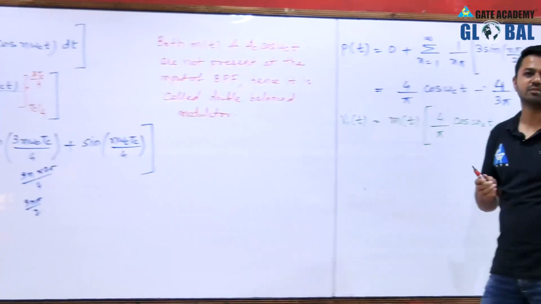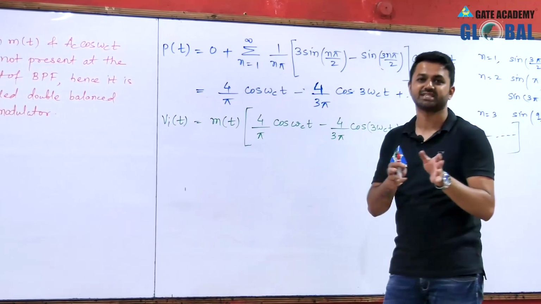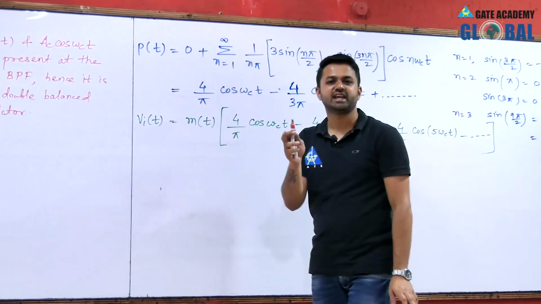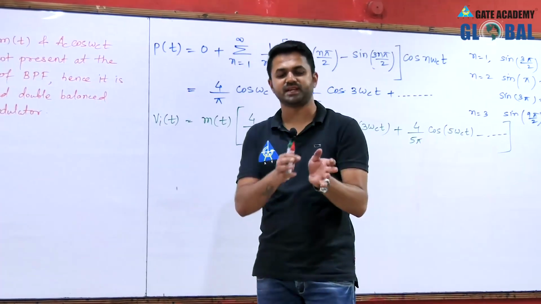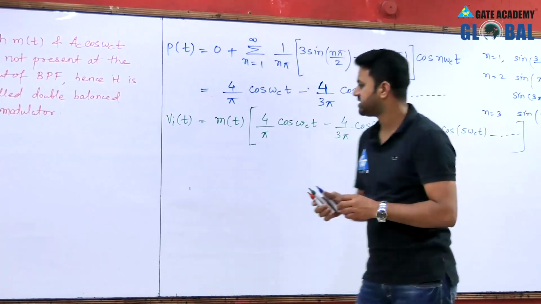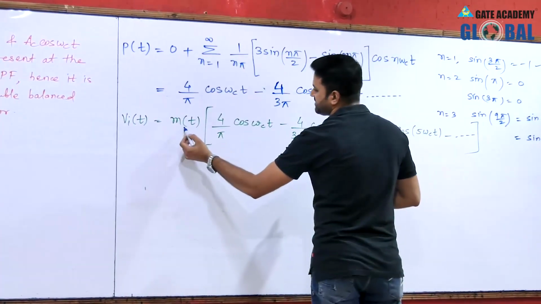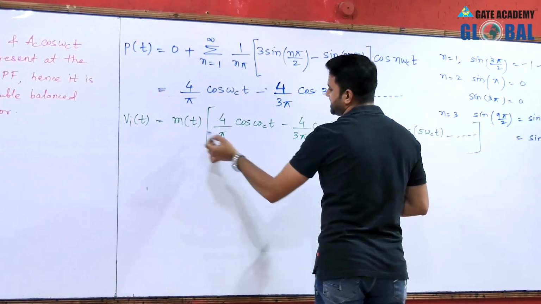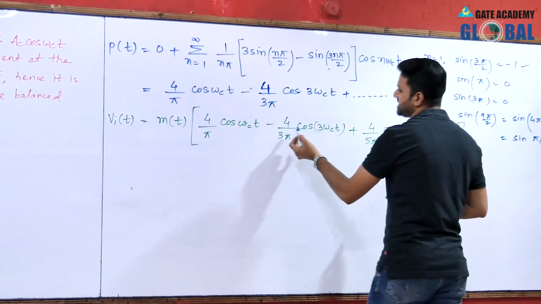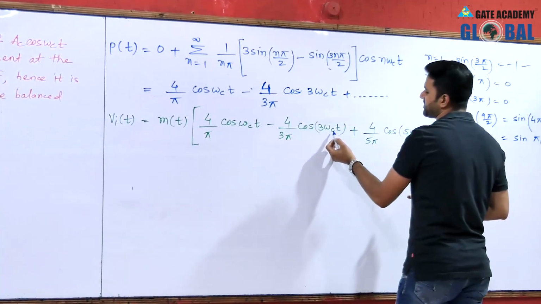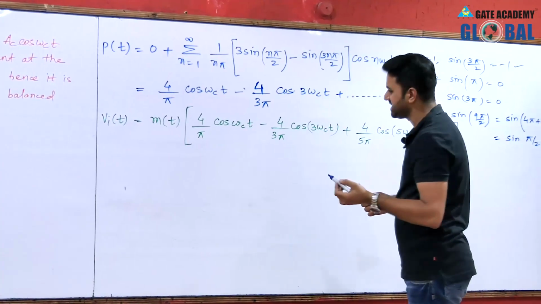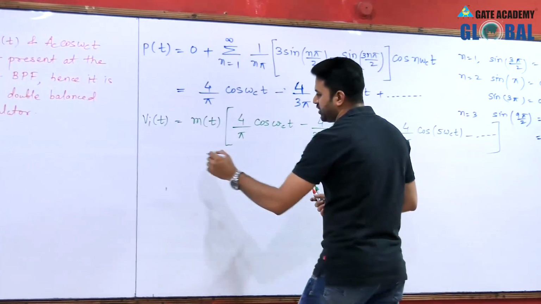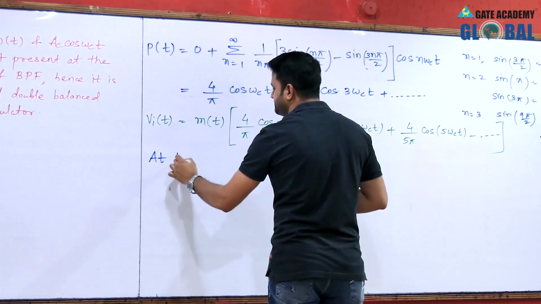Ring modulator is called double balanced modulator because it is balanced about both carrier and message signal, because both are not coming, that means it is balanced about both. Now when we multiply the message signal with carrier signal FC, we will get FC plus minus FM. When we multiply the message signal with carrier signal having frequency 3FC, we will get 3FC plus minus FM and so on. So at the output of band pass filter, what will come?